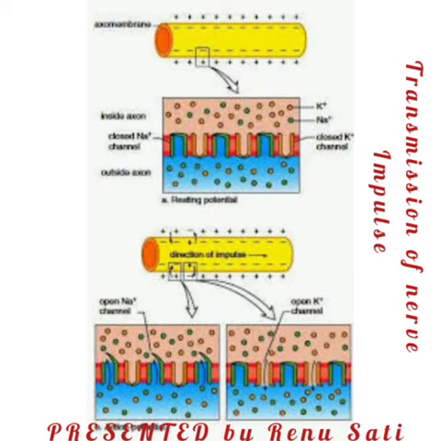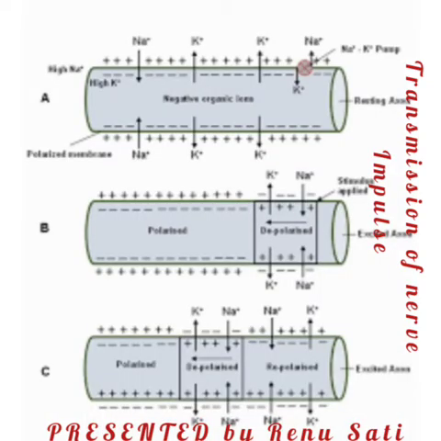Similarly, the membrane is impermeable to negatively charged proteins present in the axoplasm. Consequently, the axoplasm inside the axon contains a high concentration of potassium and negatively charged proteins and a low concentration of sodium. In contrast, the fluid outside the axon contains a low concentration of potassium and a high concentration of sodium, and thus forms a concentration gradient.